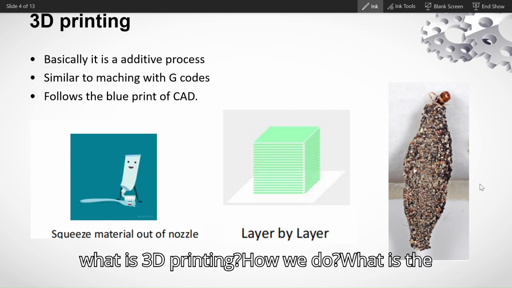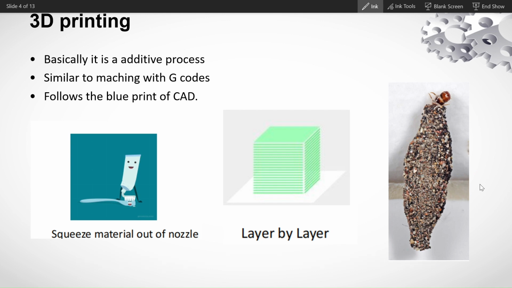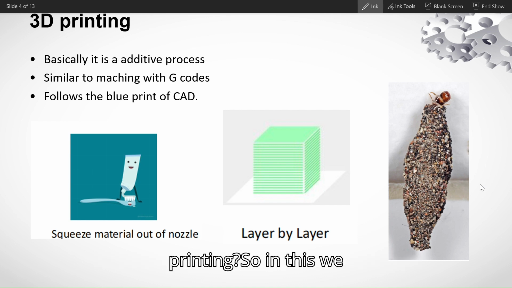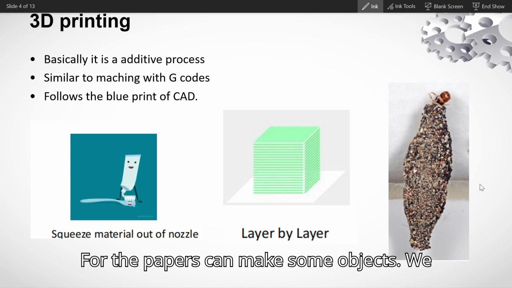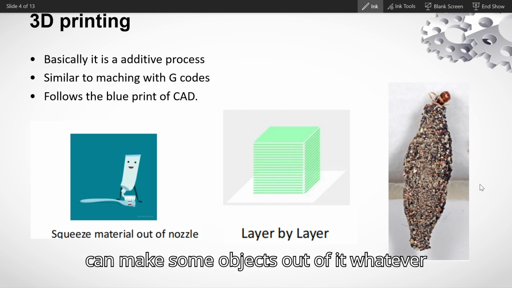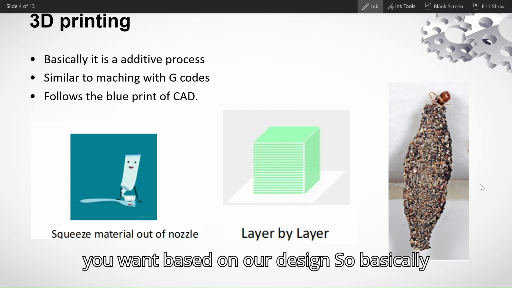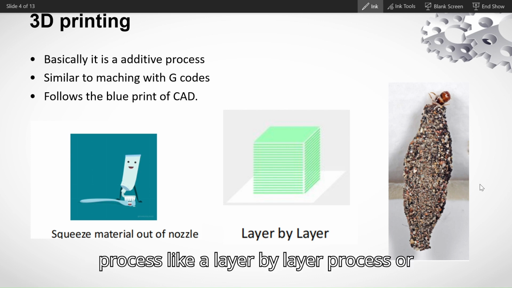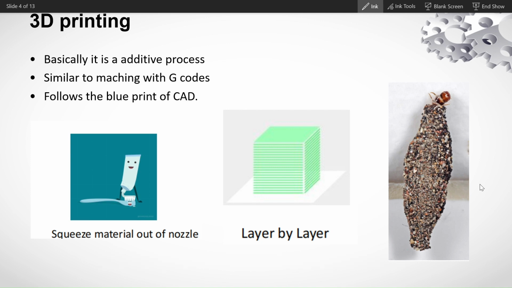So what is 3D printing? What is the difference from 2D inkjet printing? In this we can make 3D objects. Instead of 2D, it's not only for papers. We can make objects out of it, whatever you want, based on our design. So basically, as mentioned, it's an additive process, a layer by layer process, or a particle by particle process.